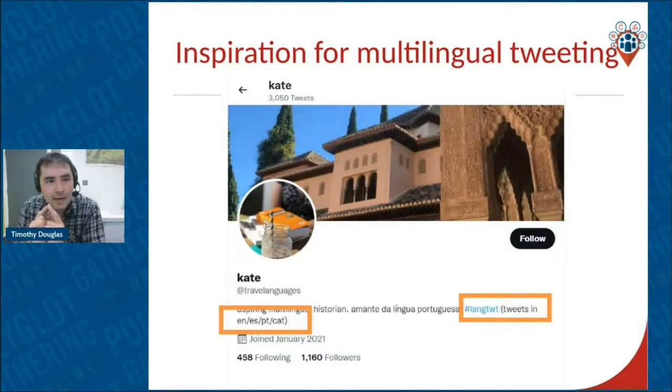Okay, so my inspiration for starting to write tweets in many languages was this user here, Kate, who tweets in English, but also in Spanish, and also in Portuguese, and also in Catalan. And I thought, that's a nice way of practicing your languages.